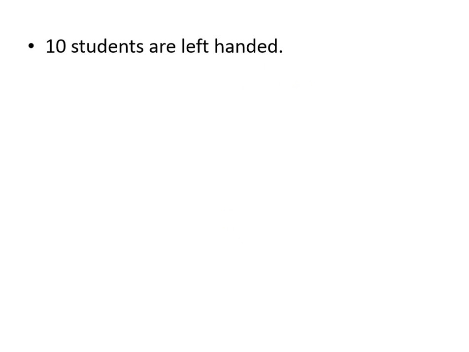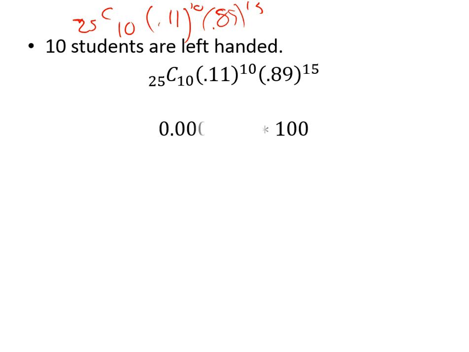So now the next one, 10 students that are left-handed. So we'd set this one up. It would be 25 C10, 0.11 to the 10th, 0.89 to the 15th. And we would multiply it through, and as you see, we get a really small number. When we multiply that by 100, we end up getting about 0.01476%. Okay, so it's less than 1%. It's a tenth of a percent. Actually, it's 100th of a percent.